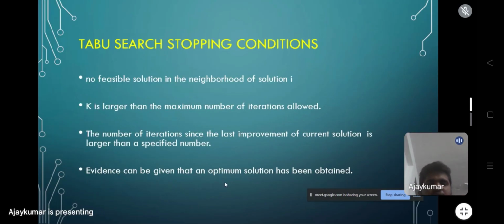Tabu search stopping conditions. When no feasible solution in the neighborhood solution of I is found, we need to stop this tabu search. When k is larger than the maximum number of iterations allowed, then we stop the tabu search. When the number of iterations since the last improvement of the current solution is larger than the allowed number, then we need to stop the tabu search. And if any evidence is found that the optimum solution has been found, then we need to stop this tabu search.